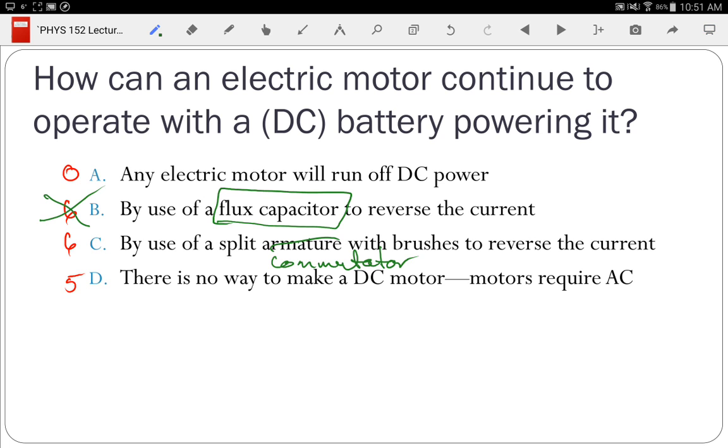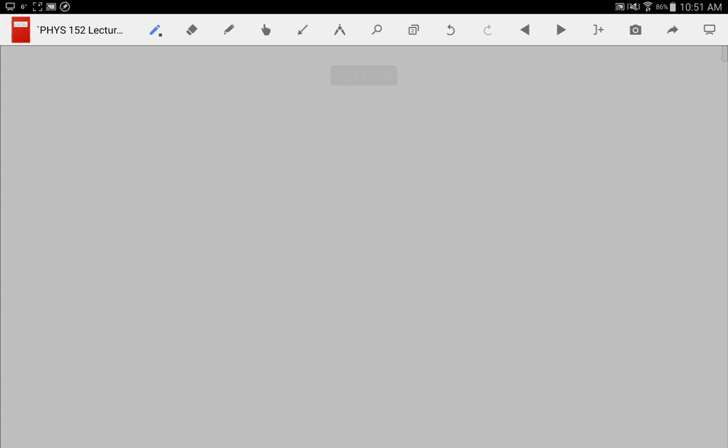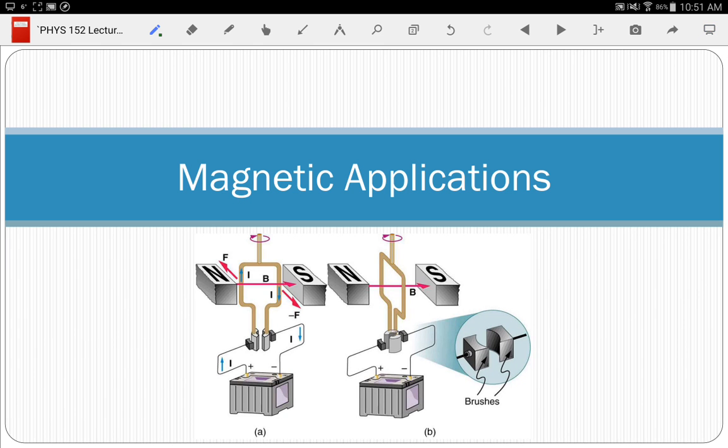You have that split commutator, which actually you didn't see this because I went past it. But in the first picture, here's a picture of a split commutator. You have the brushes. See the pretty brushes here. And then you have the split commutator there. So as it rotates, the side of the wire that's making contact with the positive is always the one that's on the left side. And so it's always going to have a positive torque.